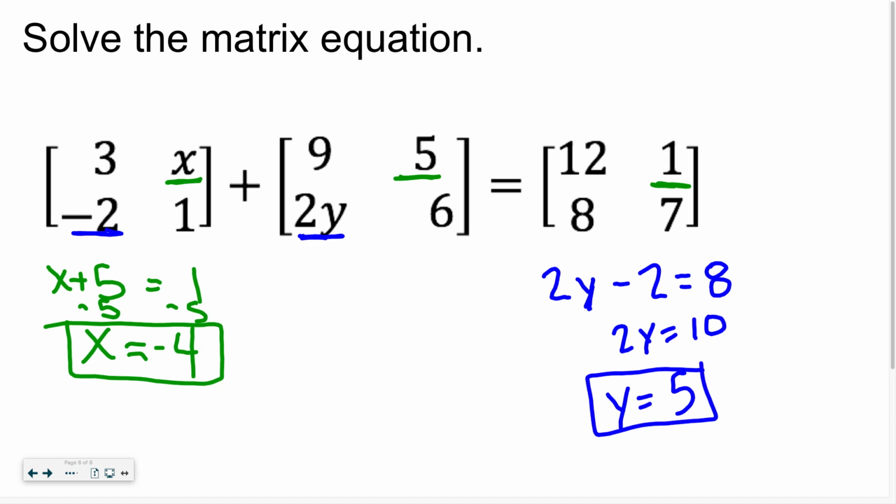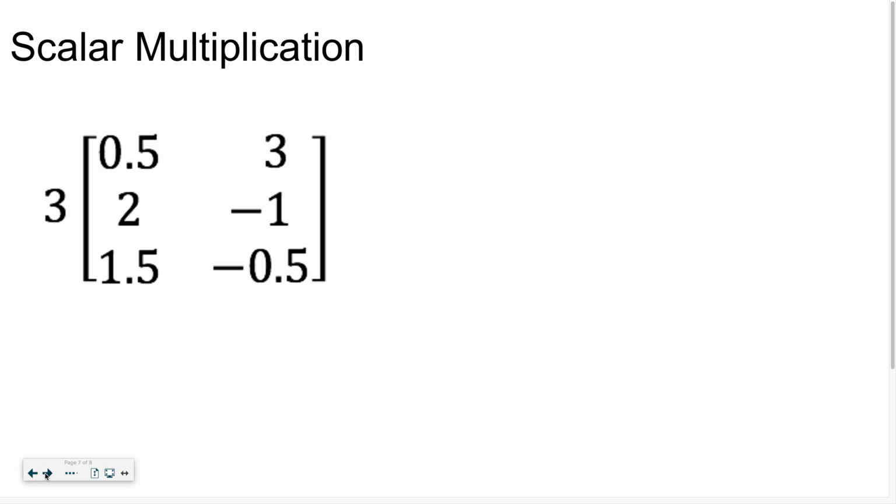Okay. Last thing for today, I think, is something called scalar multiplication. Now, you have heard the word scalar before. You talked about scalars back in geometry. Do you remember anything about scalars? When did you use them? When did you see them? When did you find them?